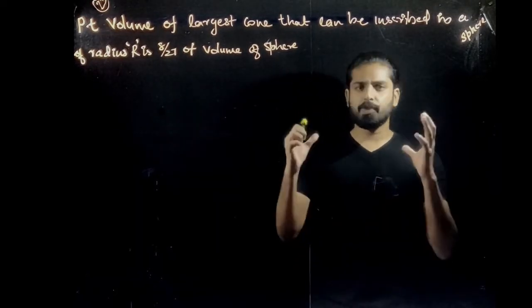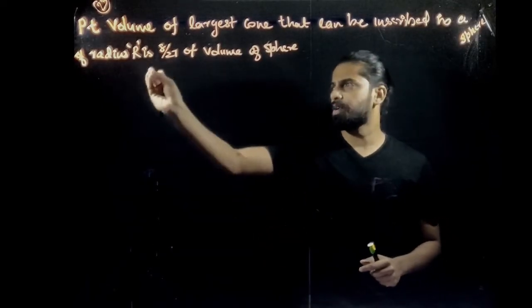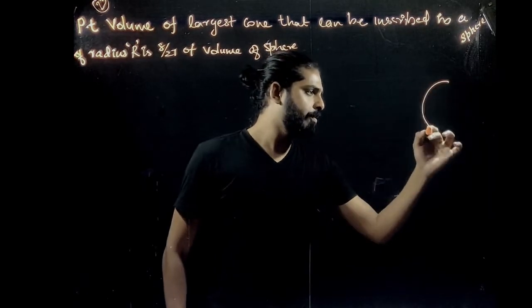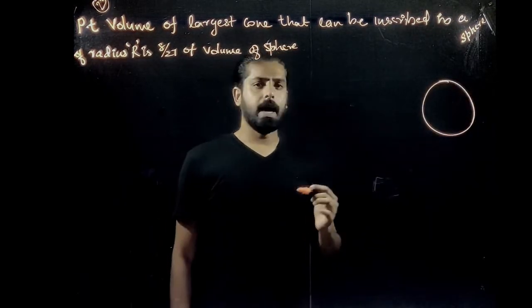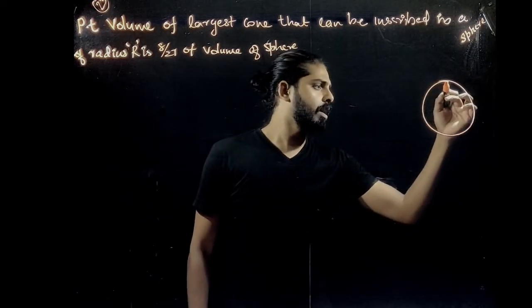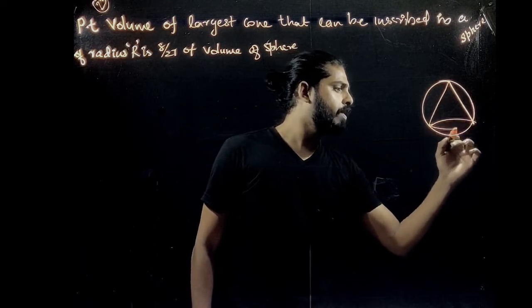So we have a sphere of radius r. Radius r means radius is fixed. Radius is given r, capital R. So we have a fixed sphere. And there is a cone inscribed in this sphere. So we need to prove that the volume of the largest cone.